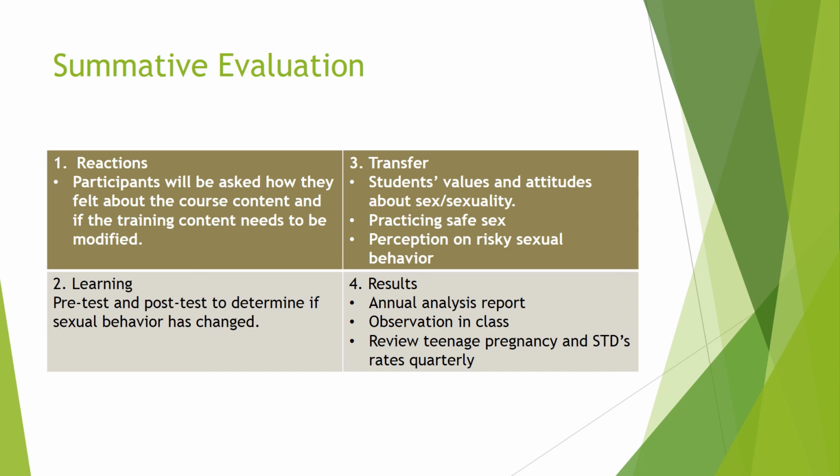We want to provide an annual analysis report with all of the evaluations and surveys so that we can analyze this information. Also, the Office of Adolescent Health will provide an expert to come in on a quarterly basis to observe the classes. We want to ensure that these courses are working effectively for the students. We also want to review the teenage pregnancy rate as well as the sexually transmitted disease rate quarterly to ensure that the rates are being reduced within that school range.